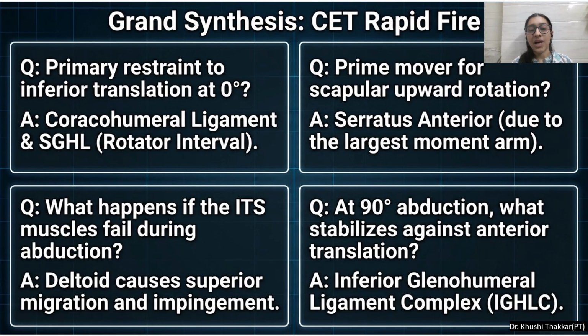What happens if the rotator cuff muscles fail during abduction? The deltoid will not fail. It is going to overact and cause impingement. At 90 degrees of abduction, what stabilizes against anterior translation? Just now you have recollected, it is the inferior glenohumeral ligament complex.